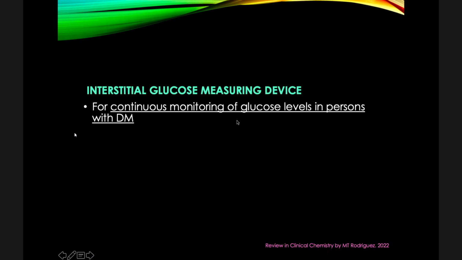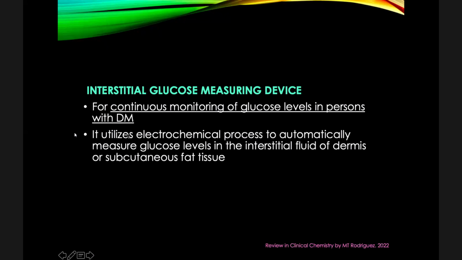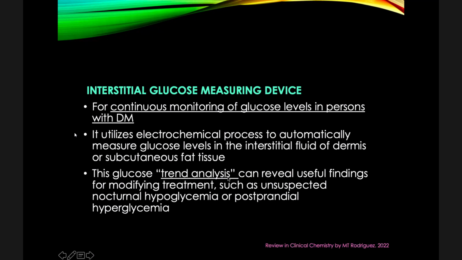Interstitial glucose measuring device, okay, copy this later or you can take a photo. This is a continuous monitoring of glucose levels in persons with DM using, guys, the interstitial glucose measuring device. It utilizes electrochemical process to automatically measure glucose in the fluid of dermis or subcutaneous fat tissue. Ma'am, we can measure glucose in the subcutaneous fat tissue. Correct. Ang tawag natin doon, interstitial glucose measuring device. Take note. Even the dermal fluid, take note.